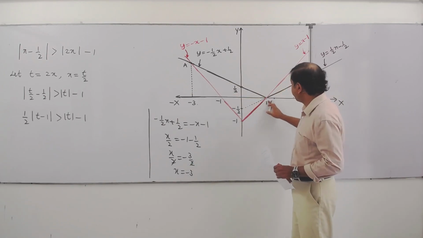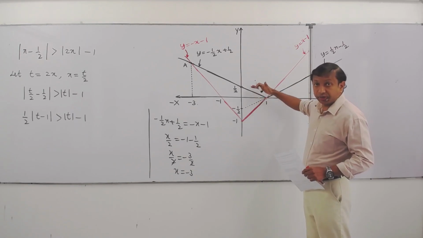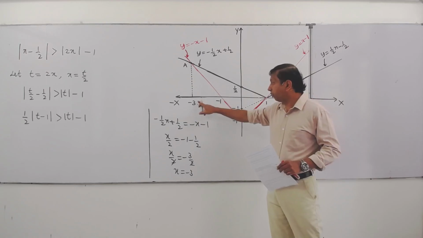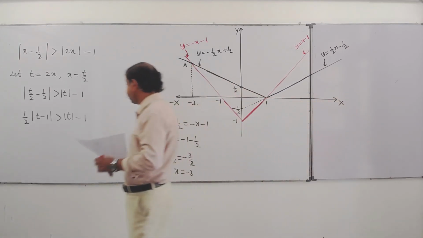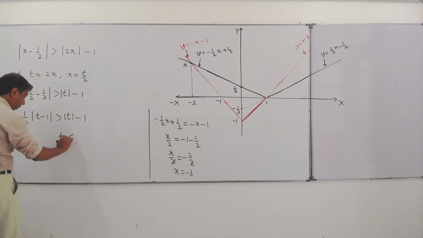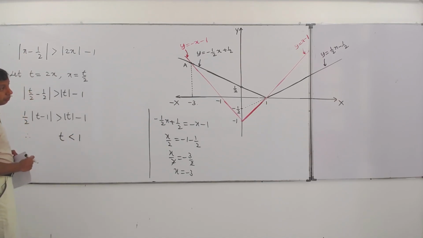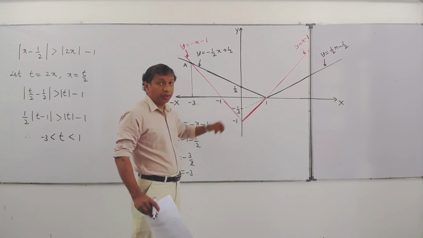By the diagram you can see the black graph is above the red one in the interval from minus 3 to 1. So therefore this happens when t is less than 1 and greater than minus 3. Right here you can see the black graph is above the red one between 1 and minus 3.